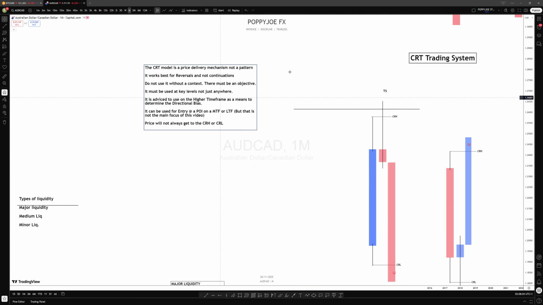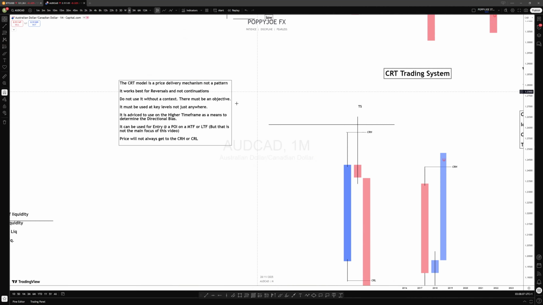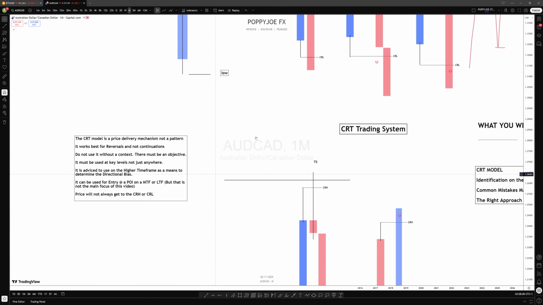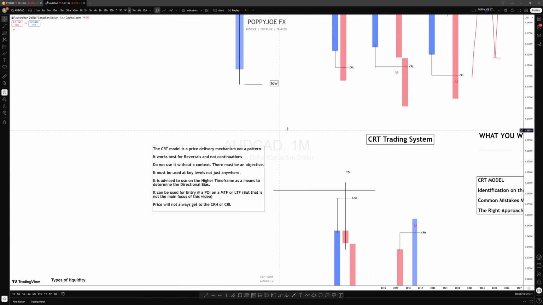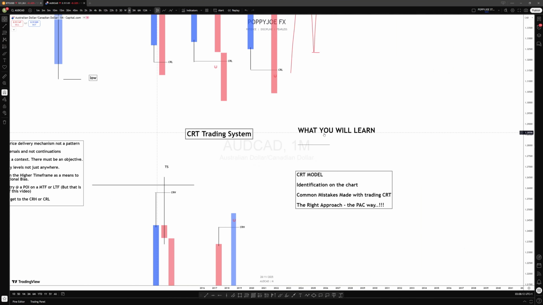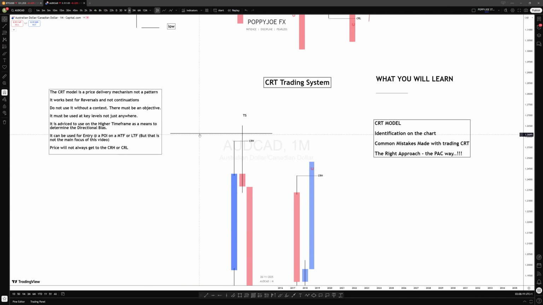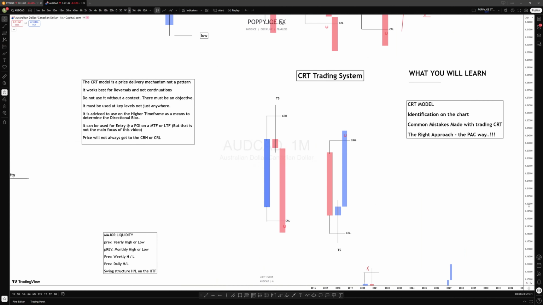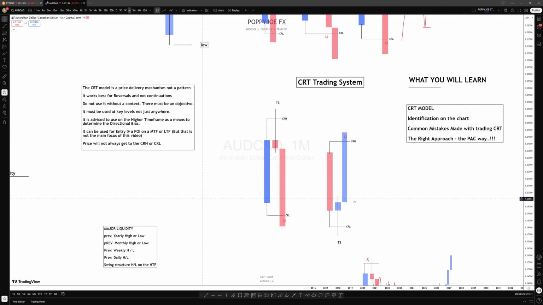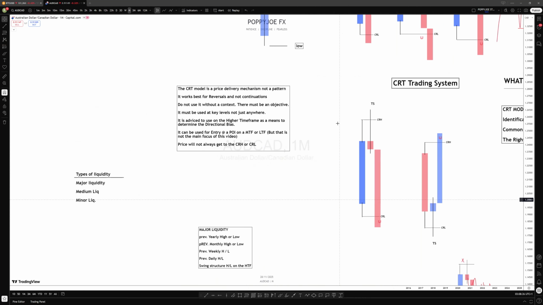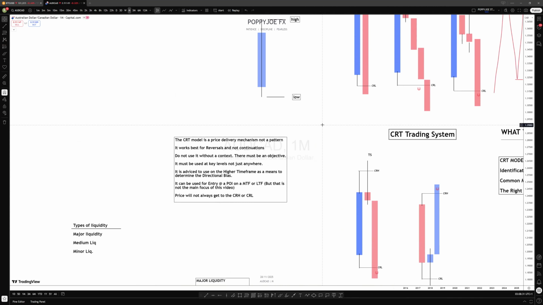So those are the things I want to show in this video. So far I've been able to explain all of this. Okay, common mistakes made with CRT. Major traders, like I said, trade it with just pattern. I think I've already made that clear. Do not trade it as a pattern. Also trade it at key level. I believe I've made that clear also. Now let's talk about the final way to trade with CRT.